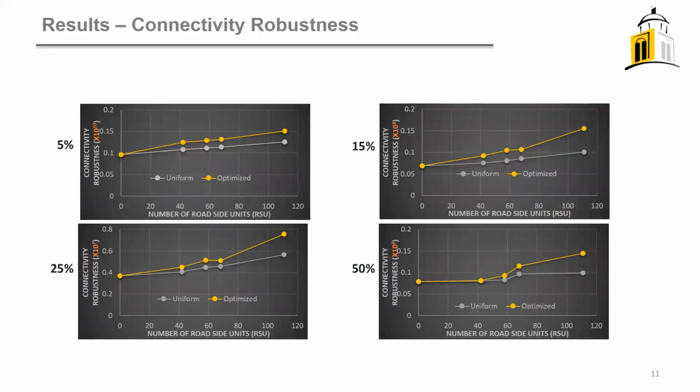For the connectivity robustness, which is our main performance measure, we also find, if we look at the 5% market penetration, that as the number of roadside units increases, the connectivity robustness increases as well, meaning that we are reaching a more stable communication between the vehicles just by using the uniform. But if we move from the uniform to the optimized, we can benefit more and achieve a higher increase in the connectivity robustness. Same thing applies for the different market penetrations as we see here.